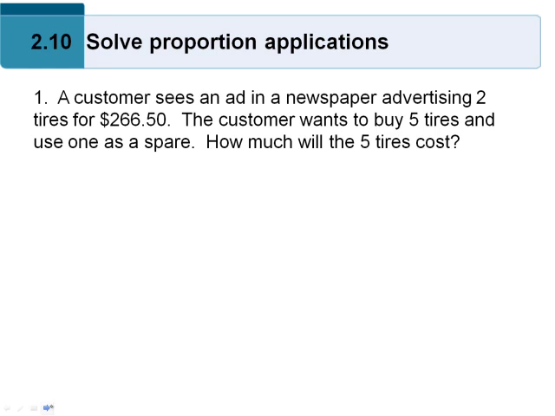Okay, the first thing they said was it's 2 tires. So I'm going to put tires for $266.50. So that's tires over money. That's what I'm going to set up for my proportion. So I have 2 tires for $266.50 equals the customer wants to buy 5 tires, but we need to know how much it will cost.